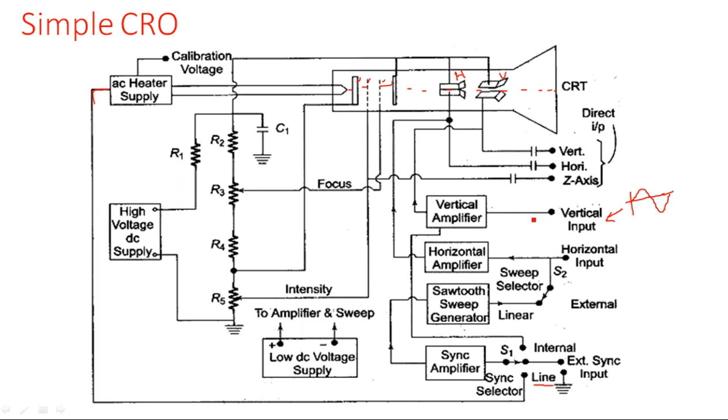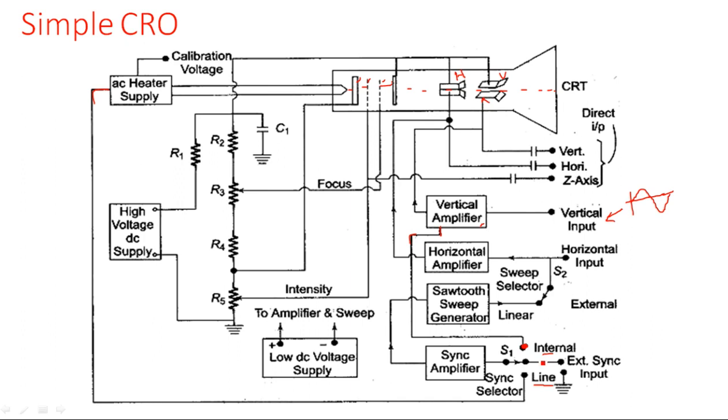The vertical input is applied to the vertical amplifier input. First it must pass through a vertical amplifier before applying the signal to the plates. So the output of this vertical amplifier, if you observe this line, goes to the vertical reflecting plates. These are the vertical reflecting plates. Also, the same signal is taken as the internal signal. If you see this line, it is going to the internal signal. This is the vertical reflection system.